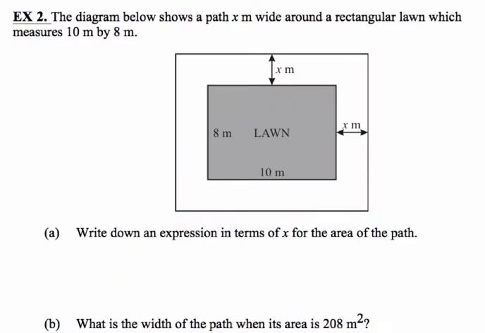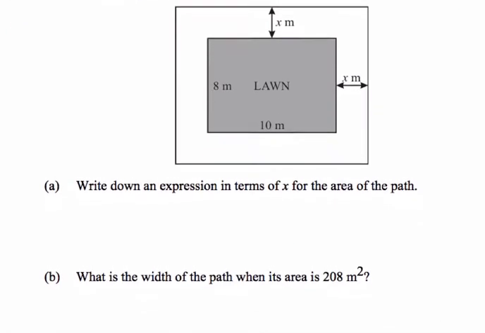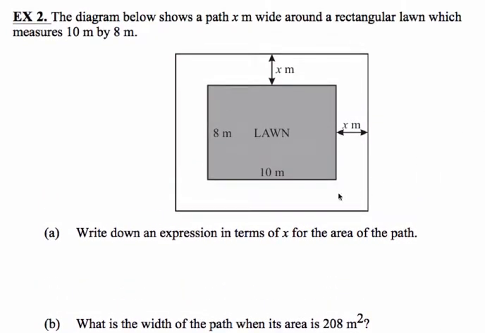Okay, the next problem, we have a rectangular lawn with a path around it, which measures 10 by 8. Okay, all the information is in the diagram here. Write down an expression in terms of x for the area of the path. So that's just the white area here. Okay, the area of the path is all this white space right here.